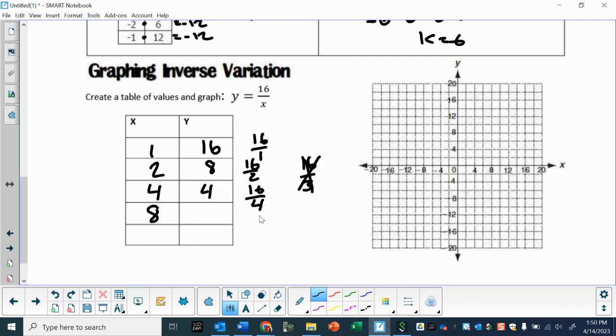We could plug in 8. 16 divided by 8 is 2. And we could plug in 16. 16 divided by 16 is 1. When we graph this, there's (1, 16), (2, 8), (4, 4), (8, 2), (16, 1). And you can see that it is a curved sort of line that is only in the first quadrant.